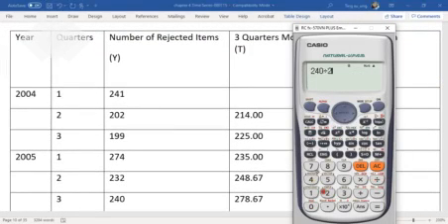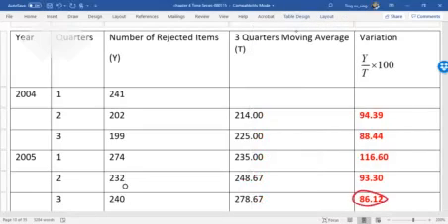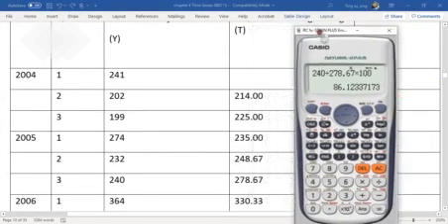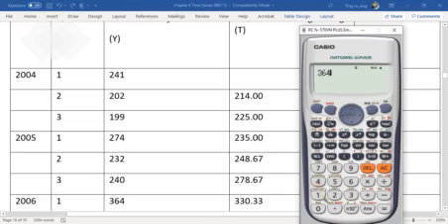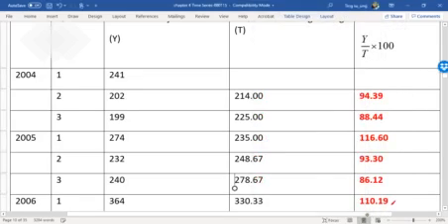240 divided by 278.67 times 100. Okay, you have 86.12. Okay, so you can see correct. Okay, so continue. 364 divided by 330.33 times 100. Okay, so you have 110.19. Okay, so let us continue.